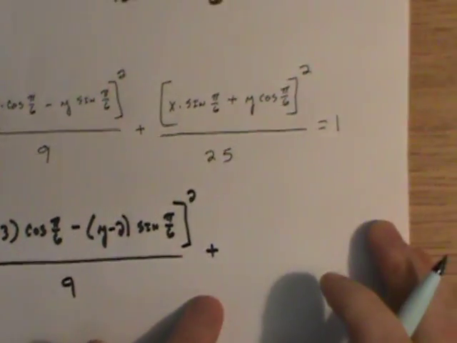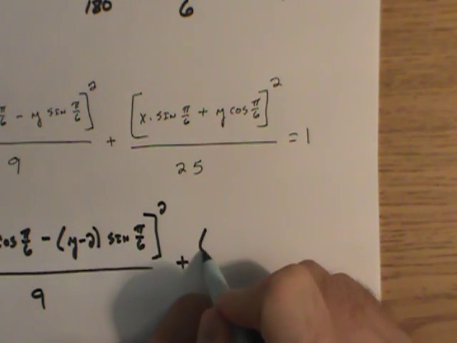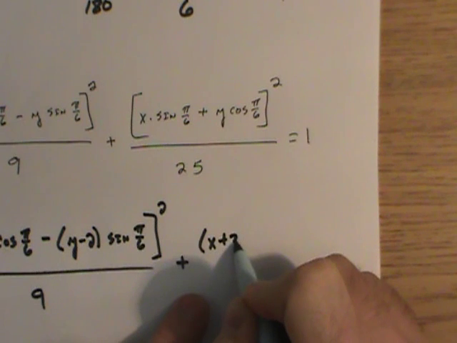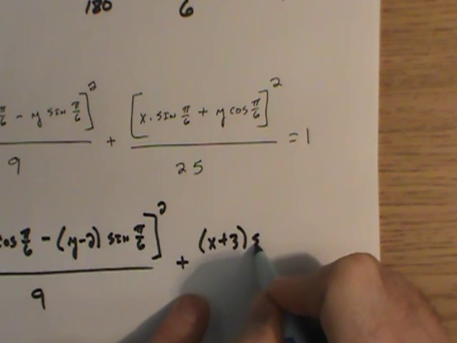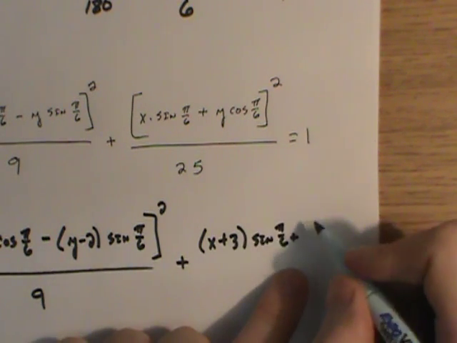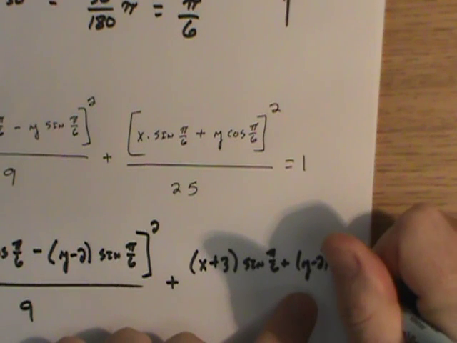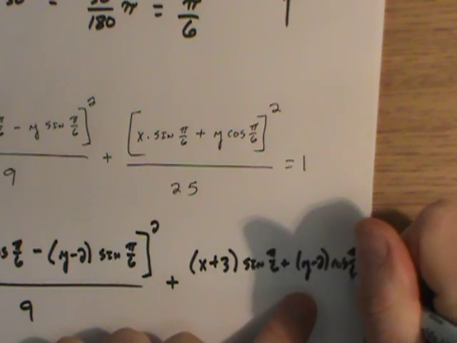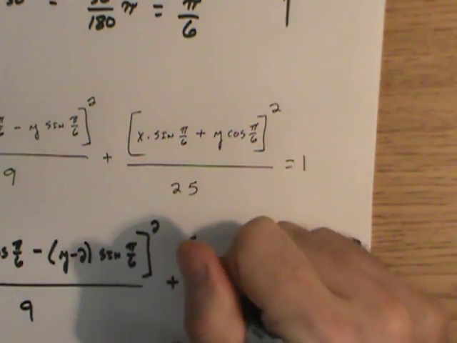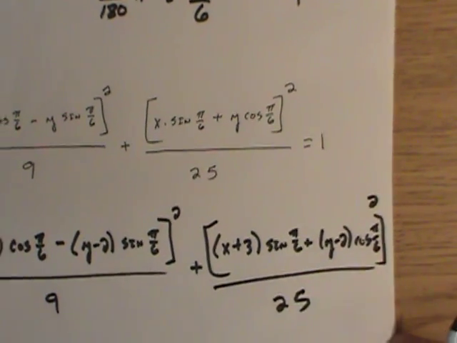And then in a similar way, when I get to this part, I'm just replacing the x the same way I did on the previous part. I go x plus 3, this time it's sine pi over 6, plus the y gets replaced with a y minus 2 times cosine pi over 6, square it, divide by 25, set it equal to 1.